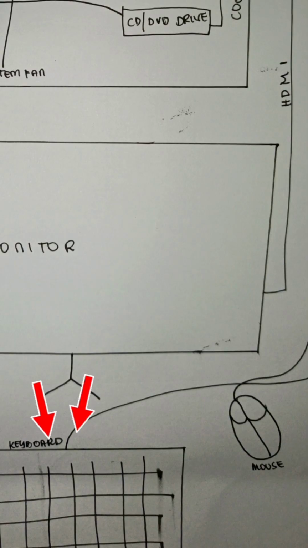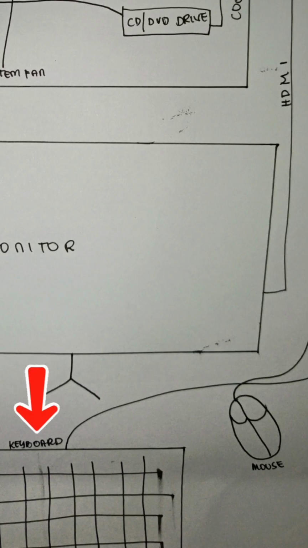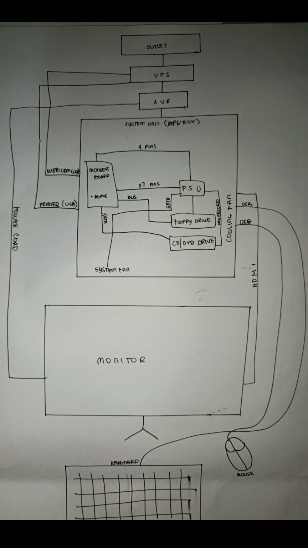Then we have the keyboard and mouse. These are input devices. They are also connected using a USB port. The keyboard is used for typing and the mouse is used for navigation. Now, I will explain how to connect everything step by step, based on my diagram.